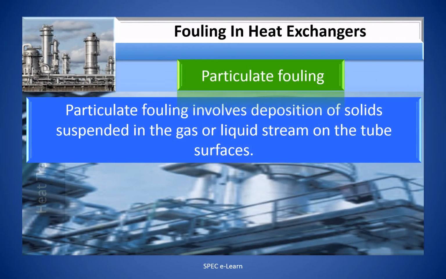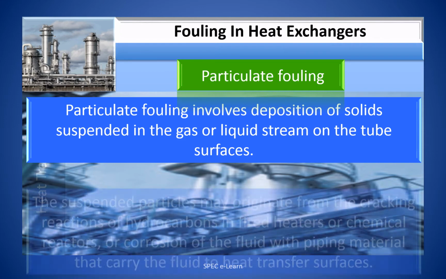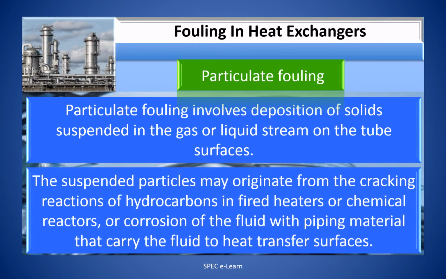Particulate fouling. Particulate fouling involves deposition of solids suspended in the gas or liquid stream on the tube surfaces. The suspended particles may originate from the cracking reactions of hydrocarbons in fired heaters or chemical reactors, or from corrosion of the piping material that carries the fluid to the heat transfer surfaces.